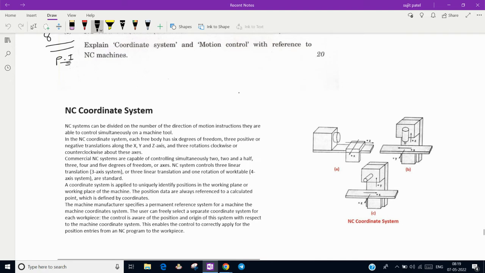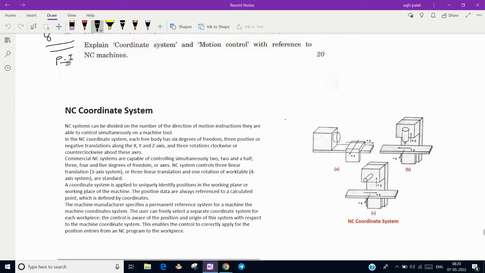And the coordinate system defines the relative position of the part or working plane: in which plane your part is working, in which plane and in which direction your tool is going to move, how much you have to cut the part, and up to how much distance and how much depth. So these are the coordinate system.